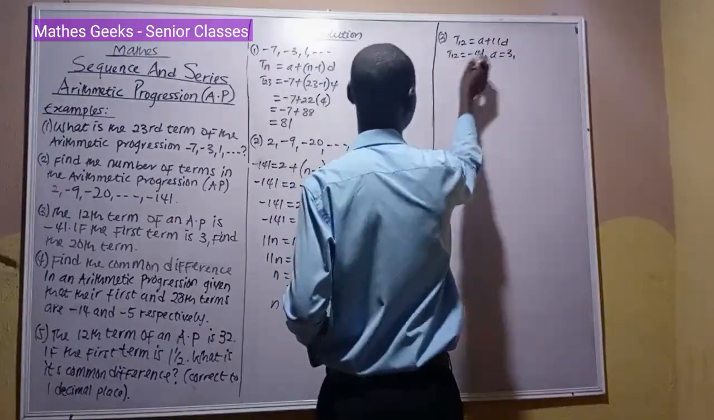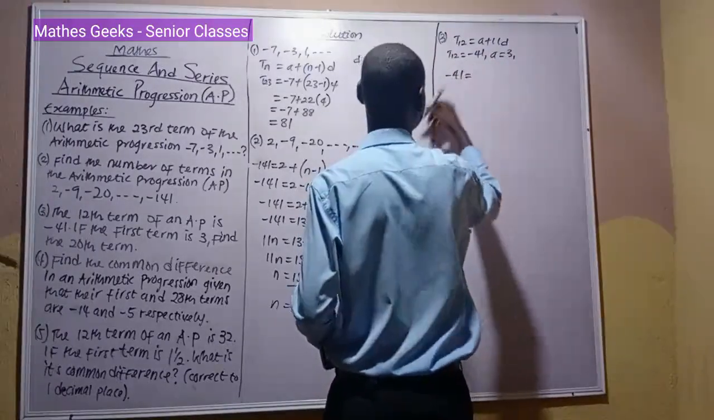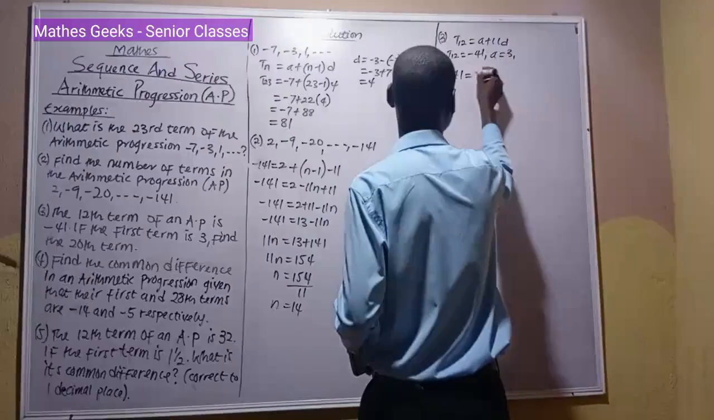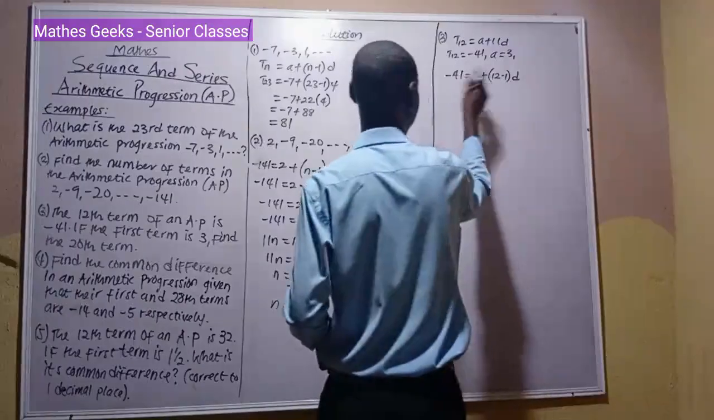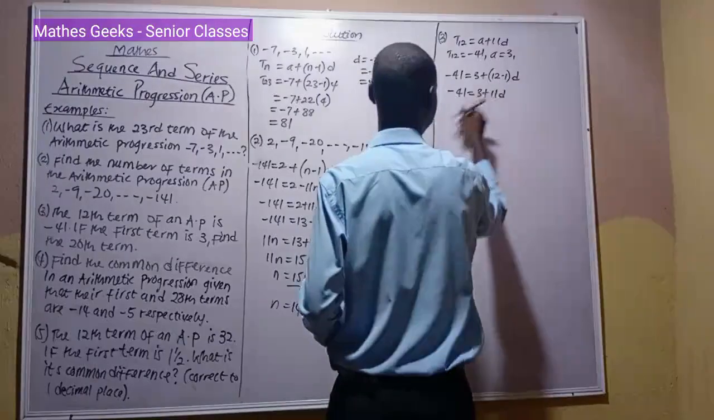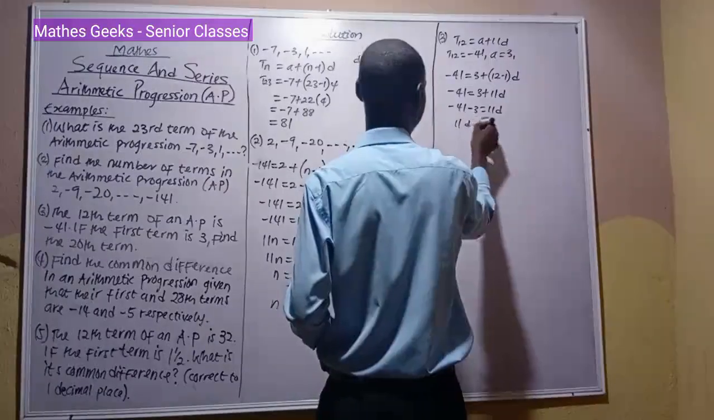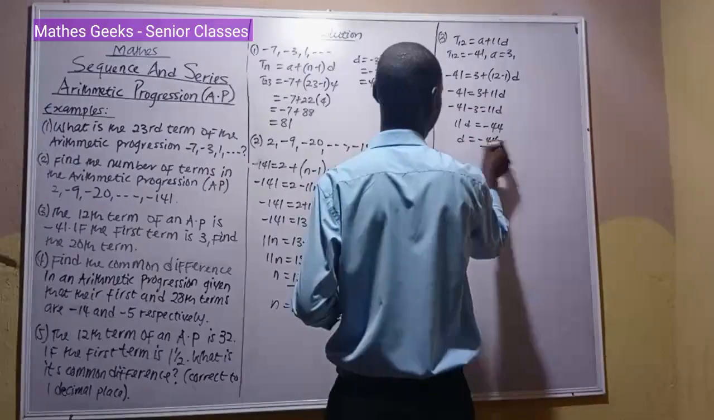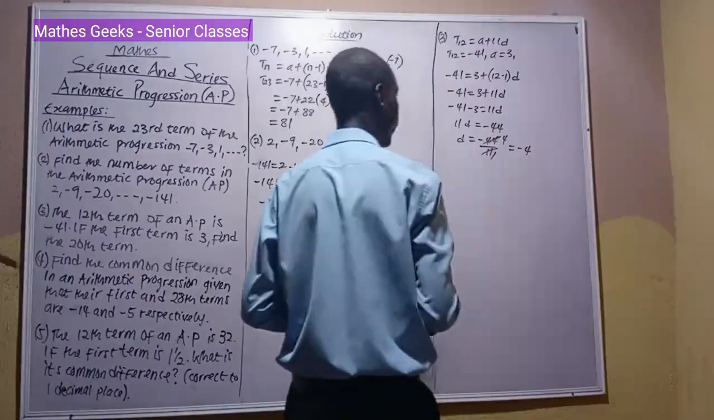Using T12 equals A plus 11D, but T12 is minus 41, so we put it in place of T12. A is 3, plus 12 minus 1 times the common difference D, which is what we are looking for. Minus 41 is equal to 3 plus 11D. So minus 41 minus 3 is equal to 11D. So 11D is equal to minus 44. So D is equal to minus 44 over 11, which is equal to minus 4. So our common difference is minus 4.